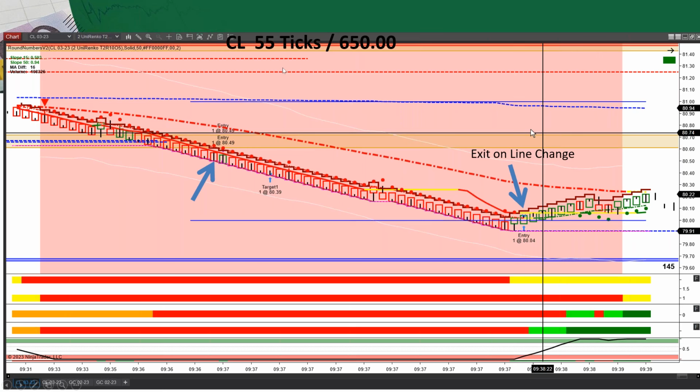So this whole trade was 650 ticks, and I usually trade 5 or 6 accounts. I believe that day I was trading 6 accounts. So that was like a $4,000 trade.